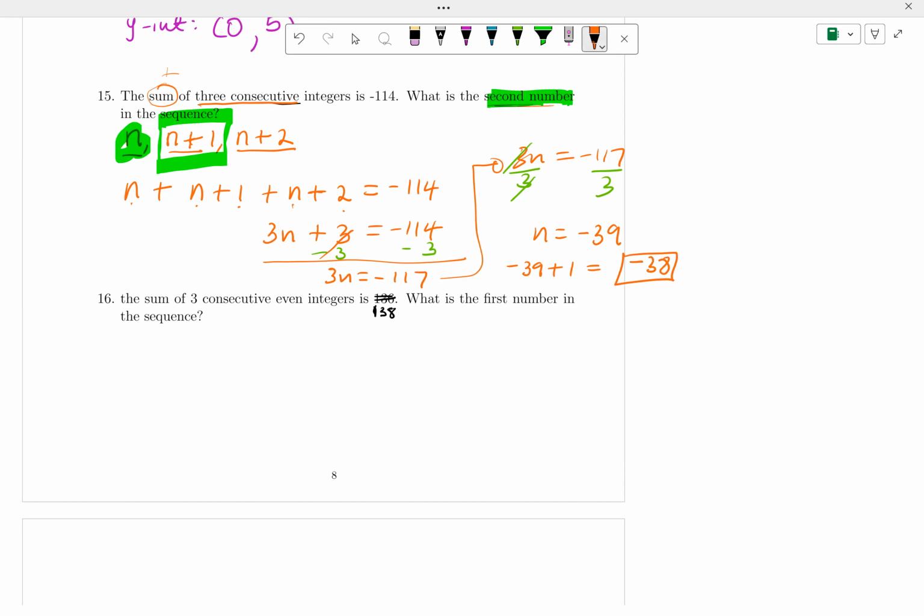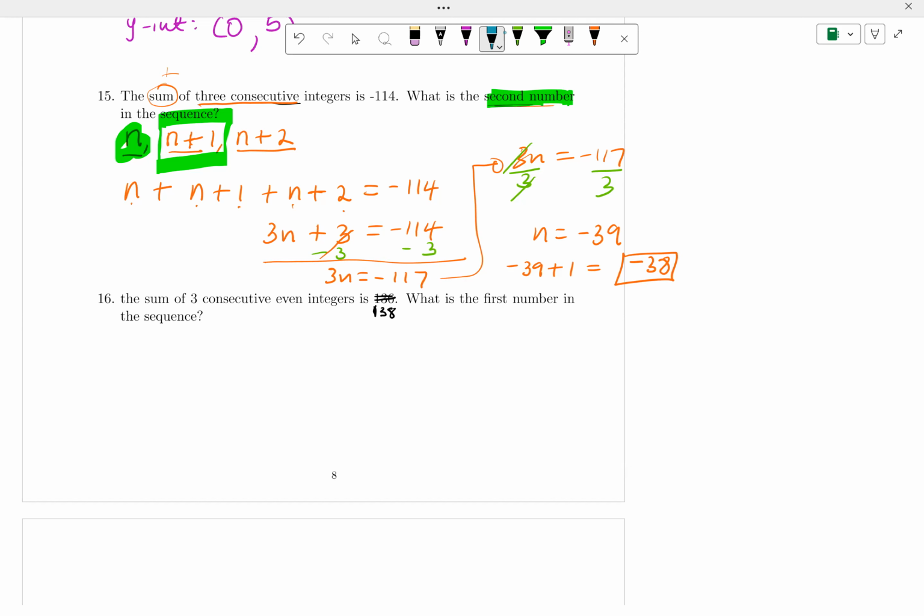Great. So let's move along to the next question. And this one, someone told me had a typo, so I changed the 136 to 138. If yours hasn't been changed yet, then go ahead and change it on your page. Okay, let's dive in. The sum of 3 consecutive even integers.